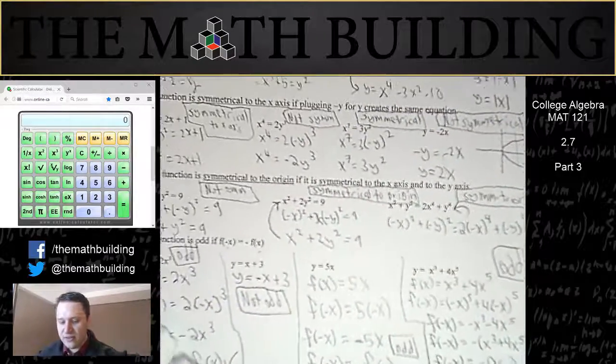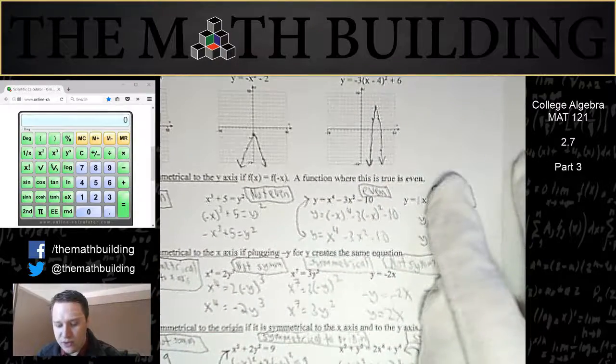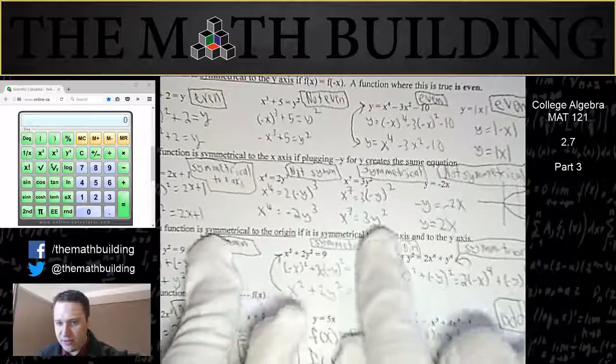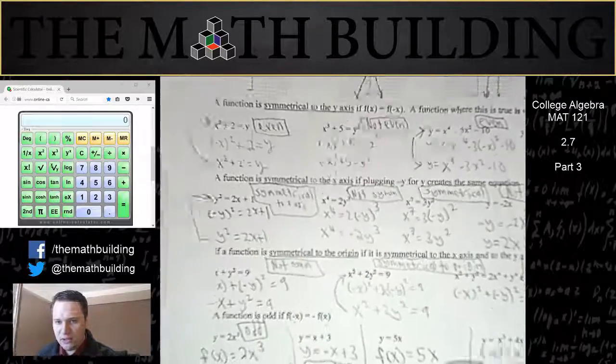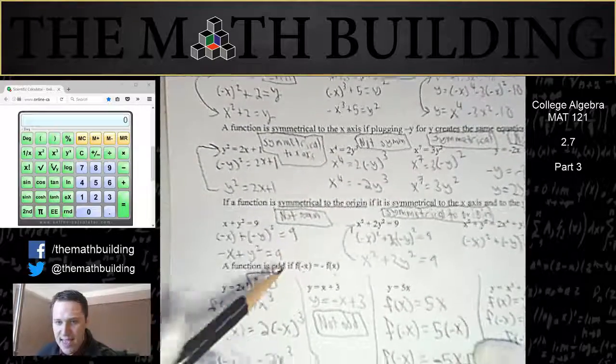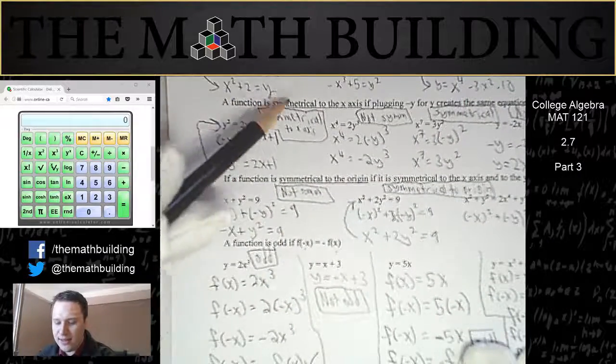So sorry this is taking so long. The most important ones are telling if something is even or odd. You also know how to tell if something is symmetrical to the origin. So just make sure you can do all of these: y-axis, x-axis, origin, and tell if something is odd. They're all a little different.